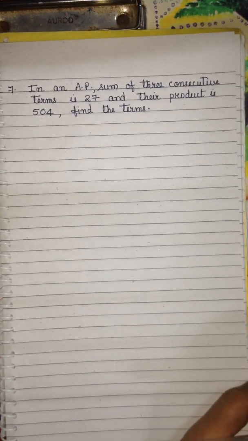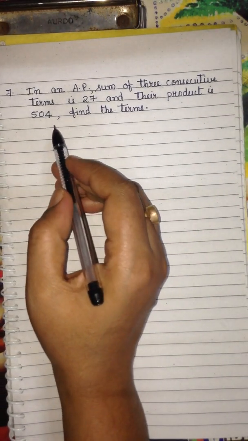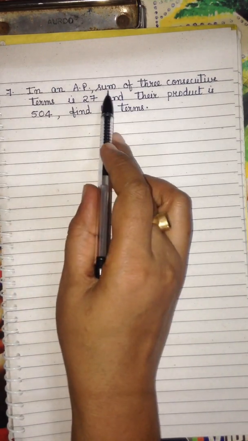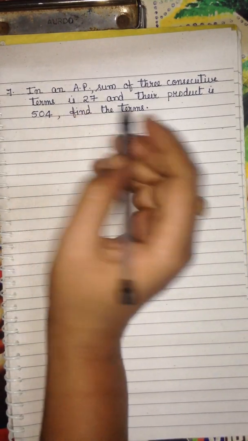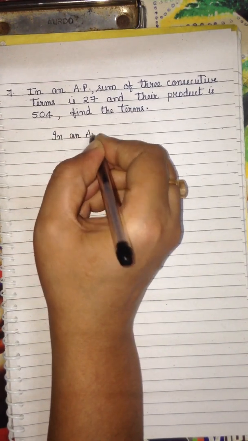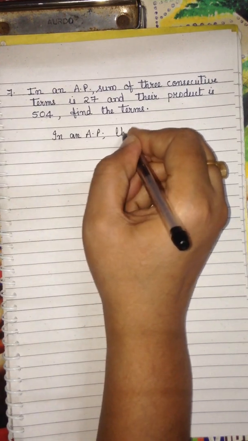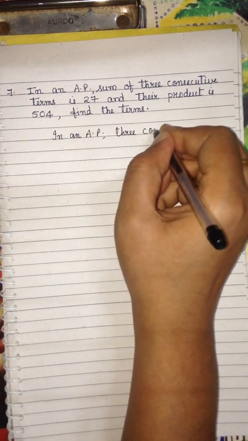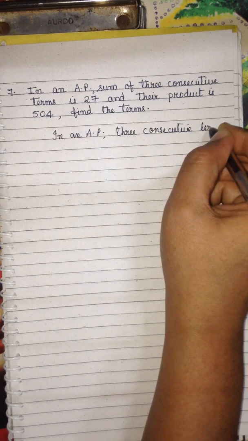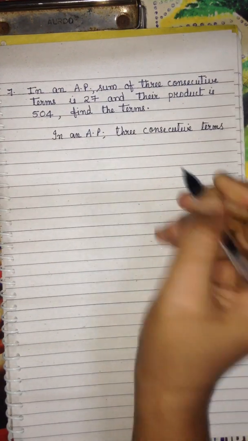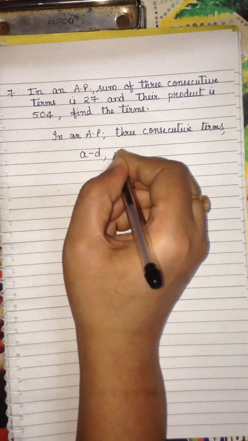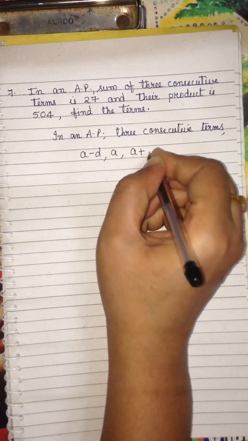This is a bit different from the previous questions, that's why I did it after question number 9. What is given? Three consecutive terms in an AP. So when it is said three consecutive terms in an AP, remember children, you have to assume them as a minus d, a, a plus d. So when you say three consecutive terms, we assume a minus d, a, and a plus d.